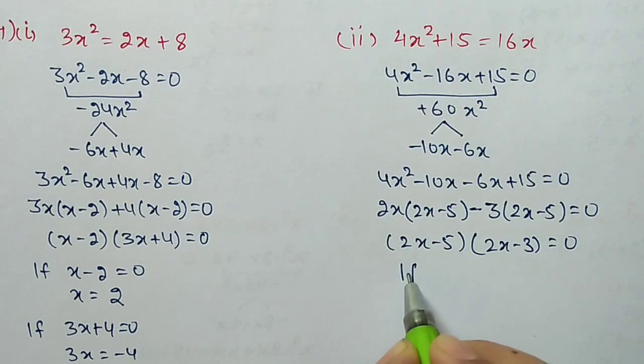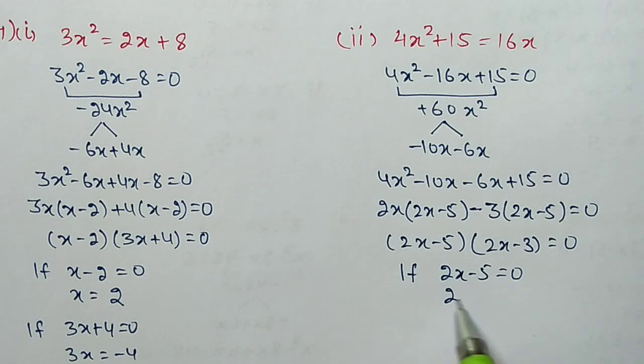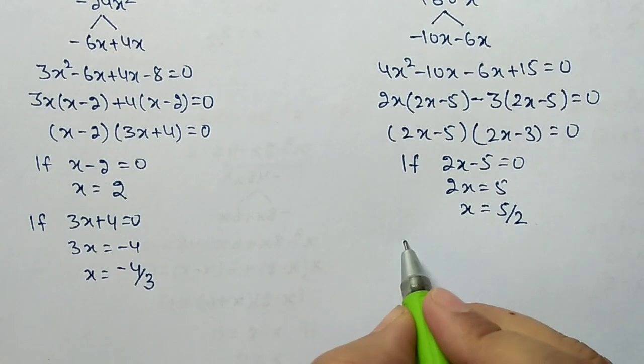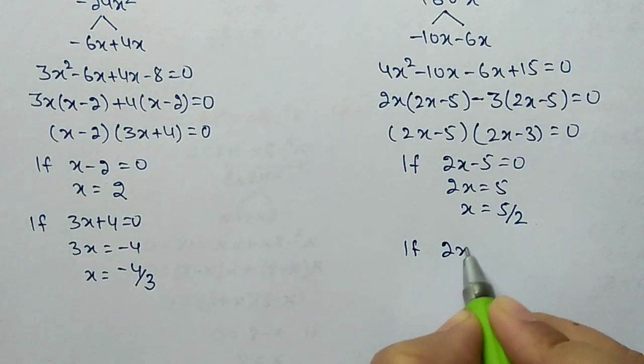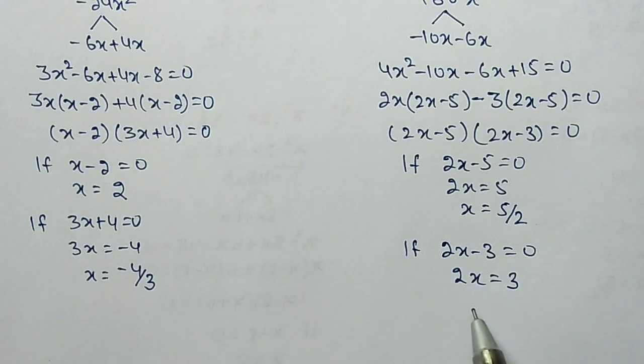So if first bracket 2x minus 5 is equal to 0, in that case 2x value will be 5, x value will be 5 by 2. And if second bracket 2x minus 3 is equal to 0, then 2x will be 3 and x value will be 3 by 2.